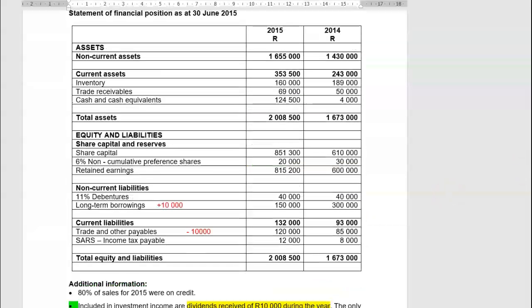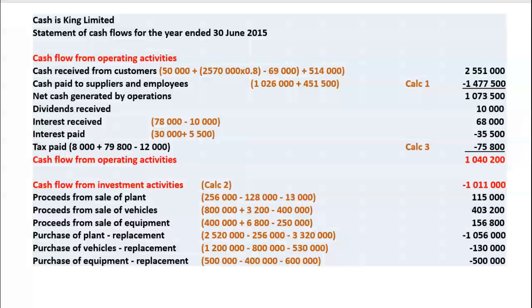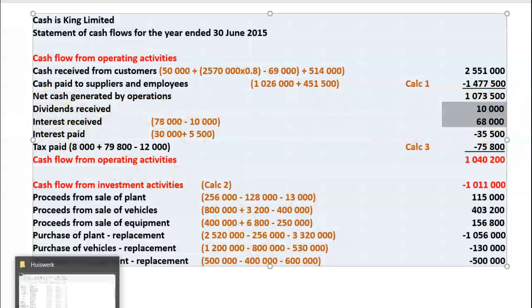What are we now going to show? Our separately disclosable items. The first two being our dividend income and our interest income of 68,000 Rand. Dividend received, 10,000 Rand. Interest received, 68,000. Guys, and you have to split it. Don't show me 78,000. You have to split it because the nature of the income is different. Dividend income is different from interest income. So the difference needs to be shown.